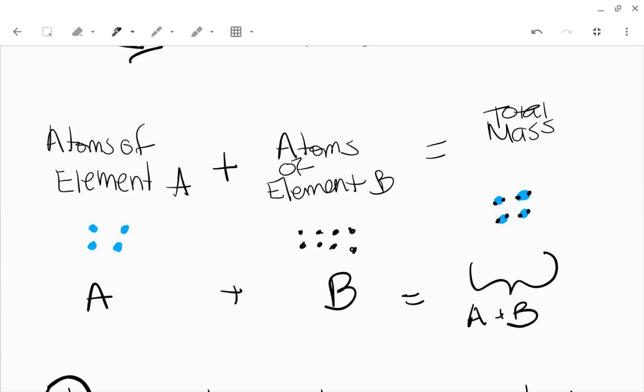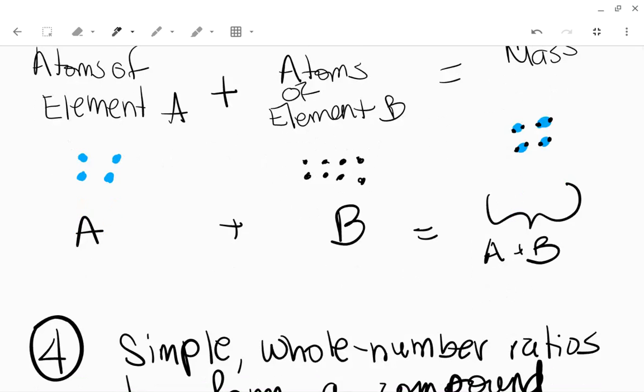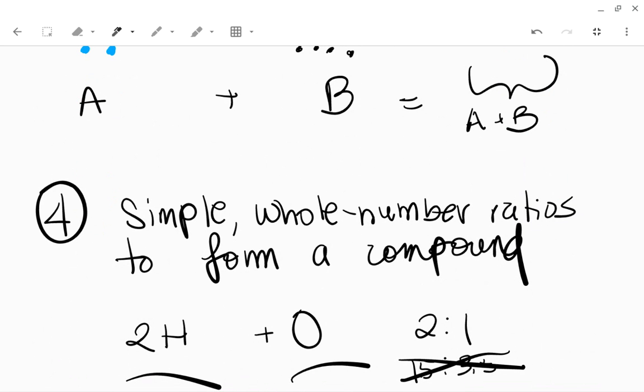Nothing is divided further. You don't create anything new. You just rearrange, combine, or separate them. Meanwhile, you keep the whole entire mass the same. That does not change.